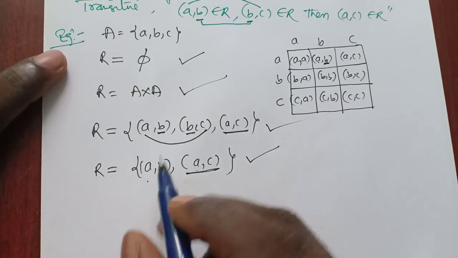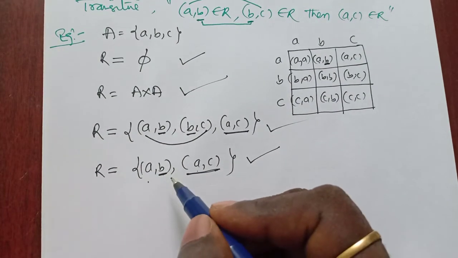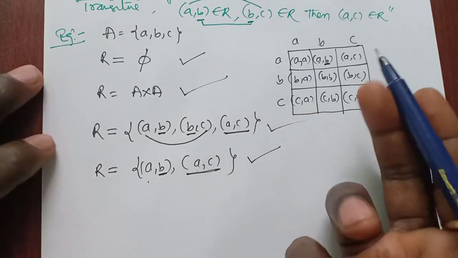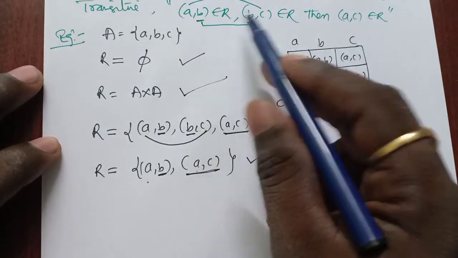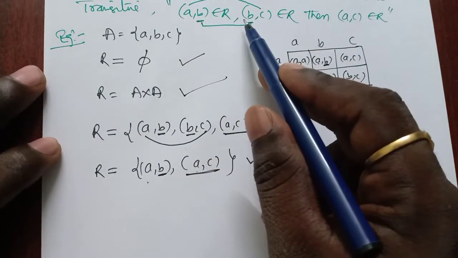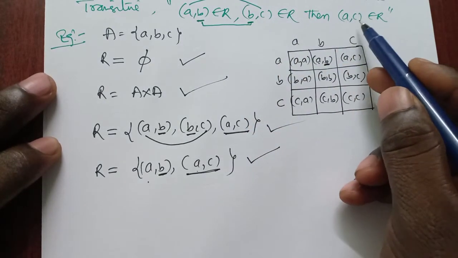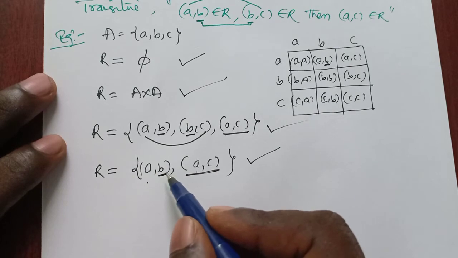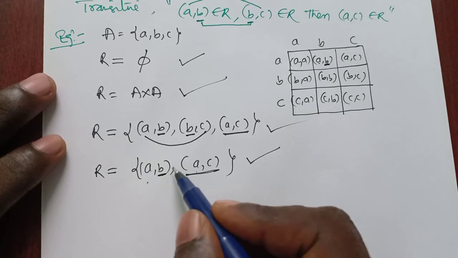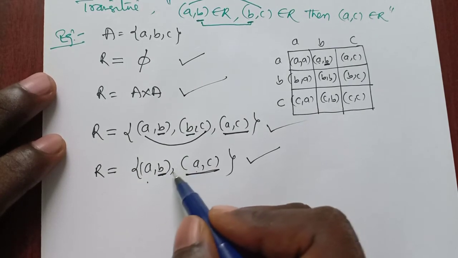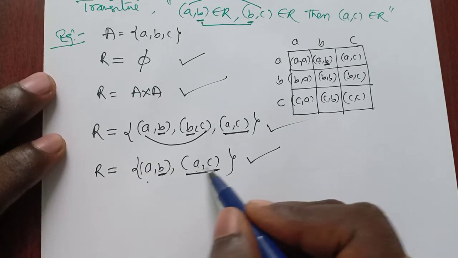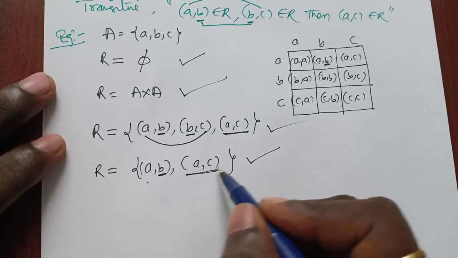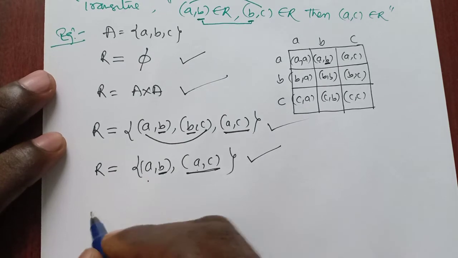Please don't get confused. When will you check for A comma C? If A comma B and B comma C are both present, only then can you check for A comma C. But here A comma B is there, but we don't have an ordered pair that starts with B, so no problem with this. A comma C is there, we don't have an ordered pair that starts with C, no problem with this. Clearly it is a transitive relation.